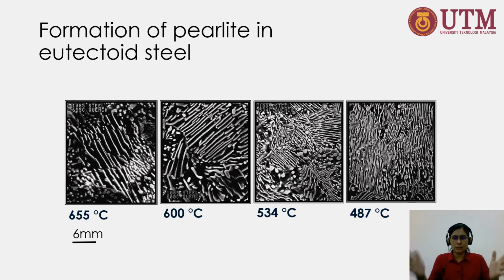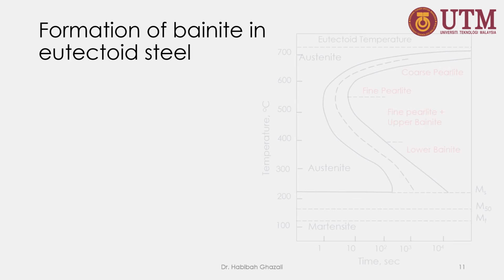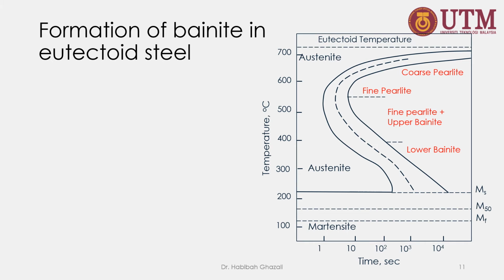So just using the TTT diagram, you can predict what is the microstructure. And again, with prediction of the microstructure, we can predict what's the mechanical behavior of that steel, the final mechanical behavior of that steel. So if we look at the TTT diagram, what we can observe is that at a much lower temperature range of isothermal transformation, we can expect a formation of a microstructure that we call bainite. So within this range here, you would expect your final microstructure will consist of bainite.